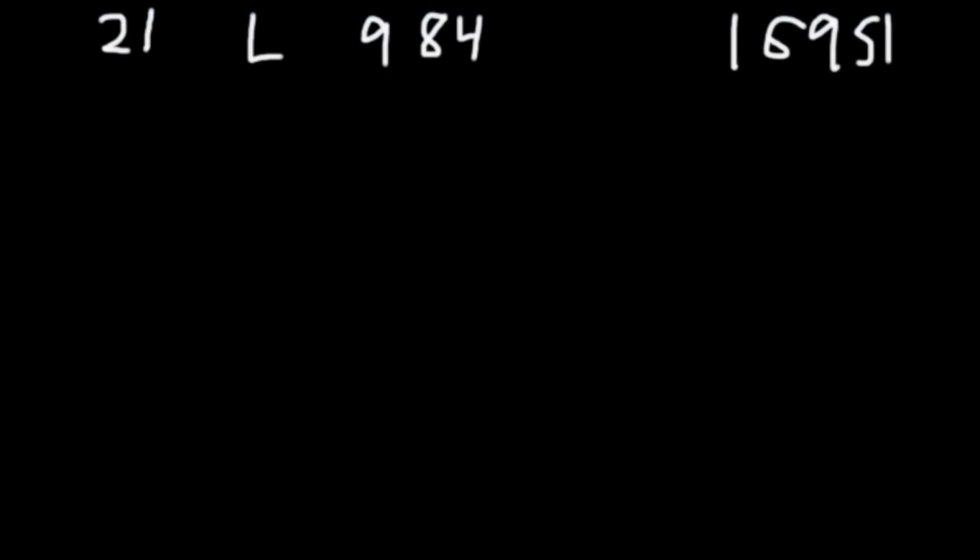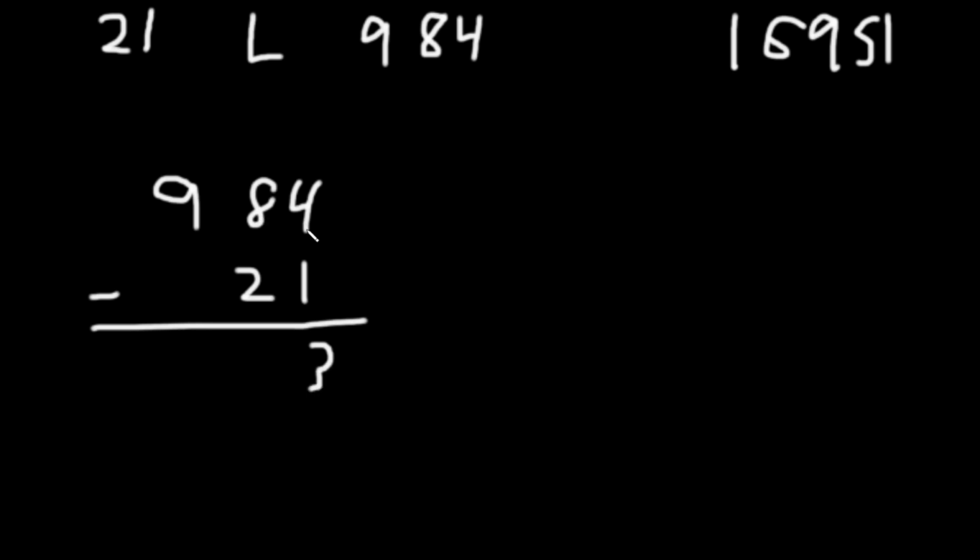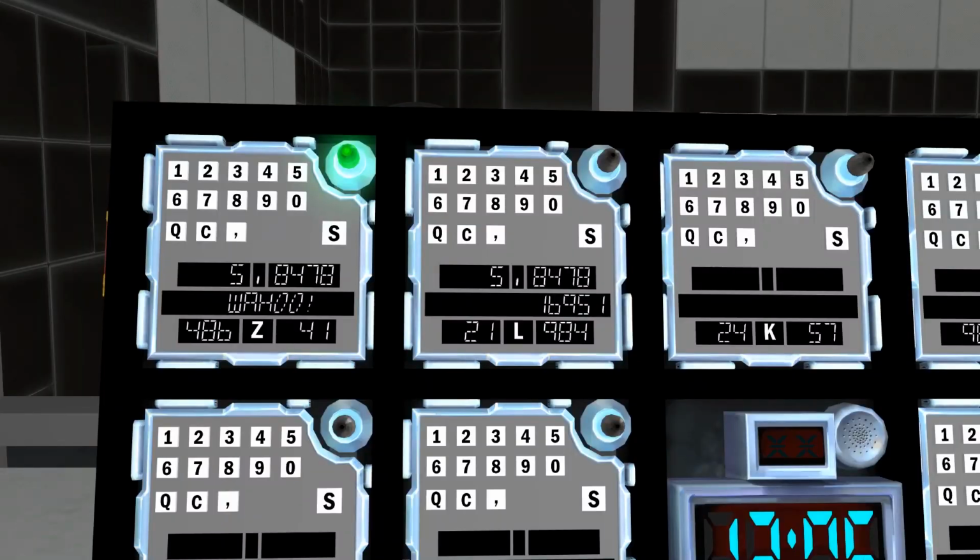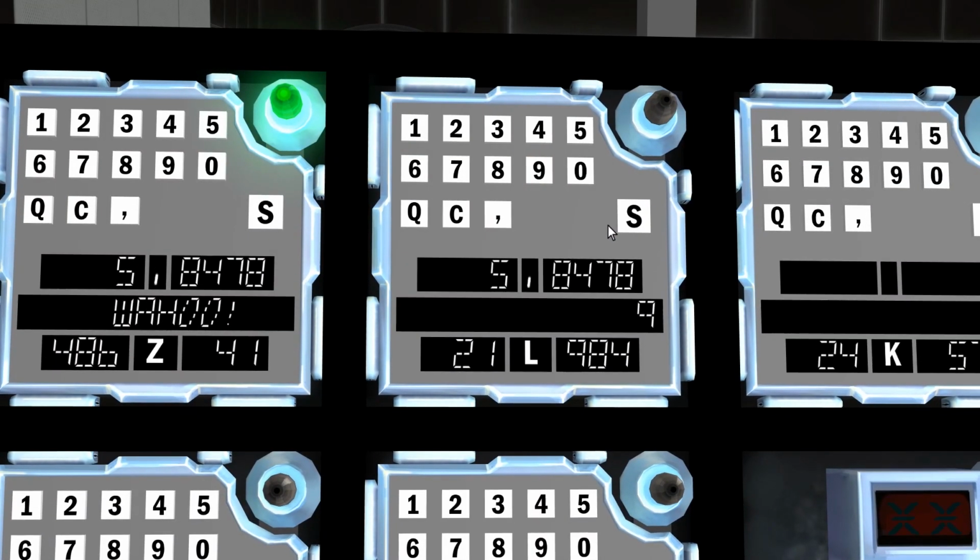So, let's see. We have the absolute value of these two minus each other, and since it's absolute value, we just put the higher one first. So we have 984 minus 21, 21. So that's going to be 3, that's going to be 6, and that's going to be 9. And then we're going to take the digital root of that. So 9 is negligible, but since this equals 9, our answer is just going to be 9. So let's just take a look at that, and we get 9.